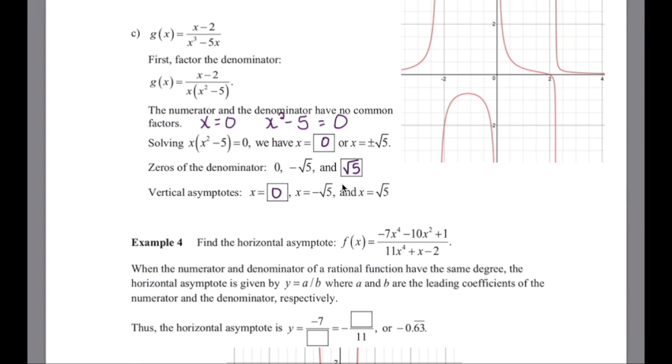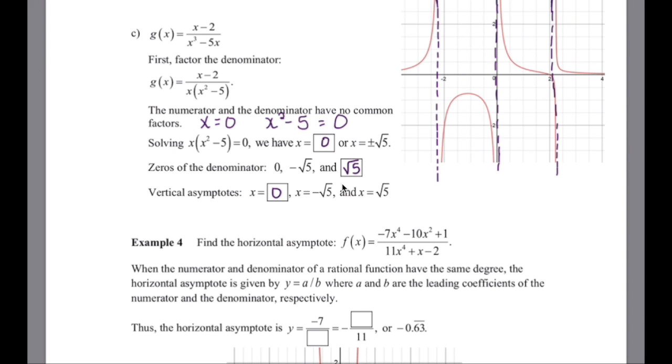Right, so here would be 0 as an asymptote. And here, kind of in the middle, since it's not a whole number, here's negative square root 5 and positive square root 5. So these are all vertical asymptotes that we've been finding, and note that our graph should never cross that vertical asymptote.